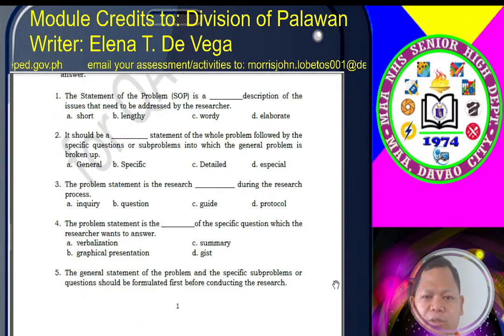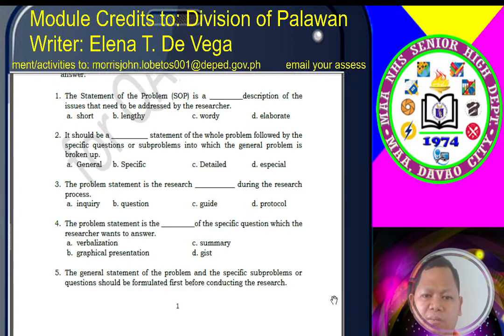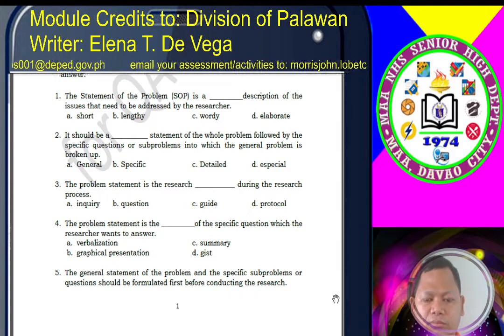Number 3. The problem statement is the research blank during the research process. A, inquiry. B, question. C, guide. D, protocol. The correct answer is letter C, guide.